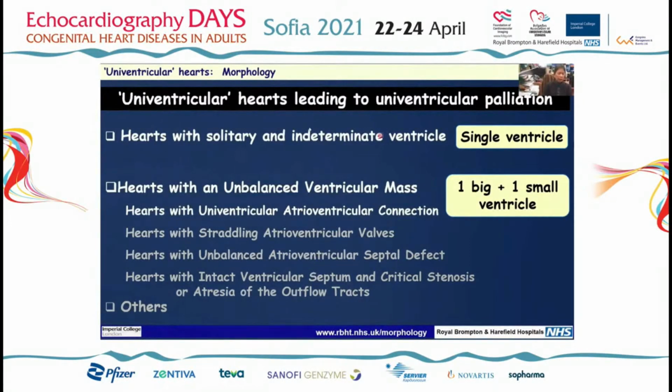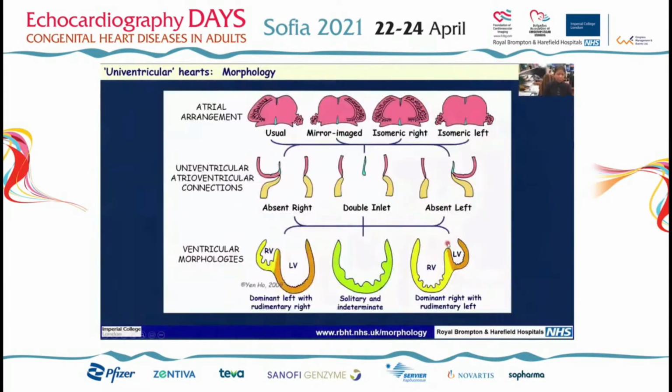So we start off with what we mean by univentricular atrioventricular connections and what we mean by solitary and indeterminate ventricle. This is a chart that I use to describe univentricular atrioventricular connections. It can exist with any of the four variants of atrial arrangement. But importantly, at the atrioventricular level, there is only one ventricle that is primarily connecting with the atrial chambers.